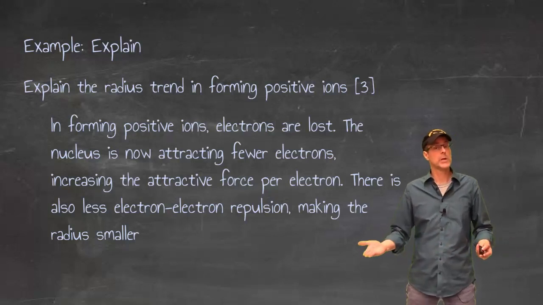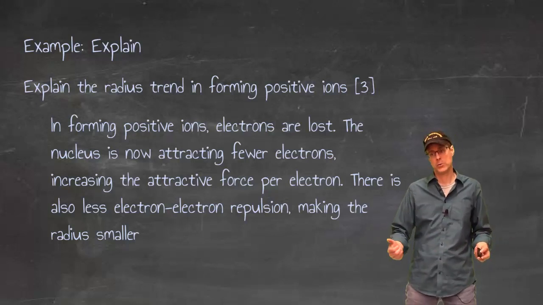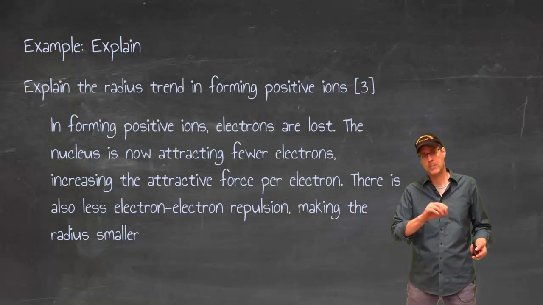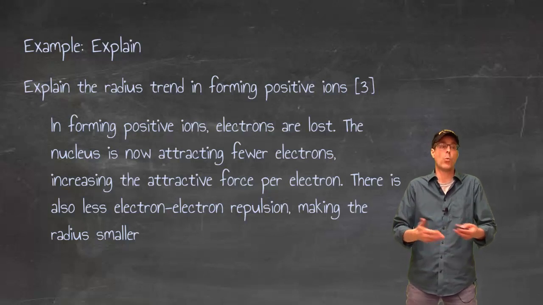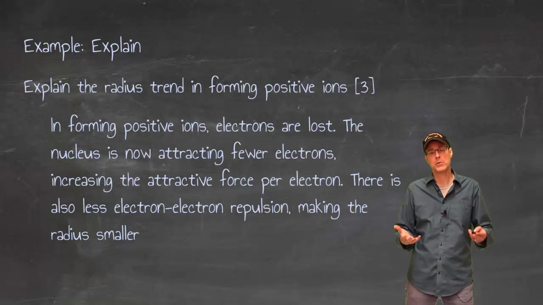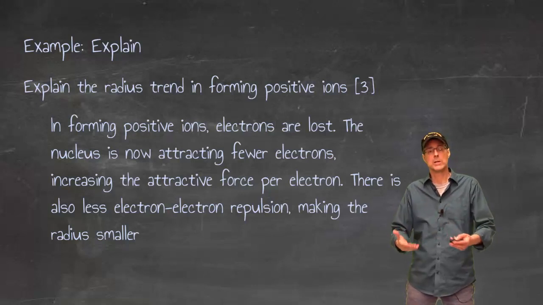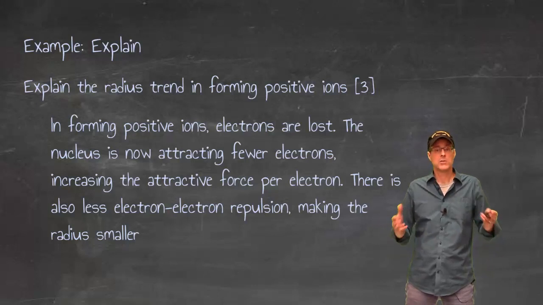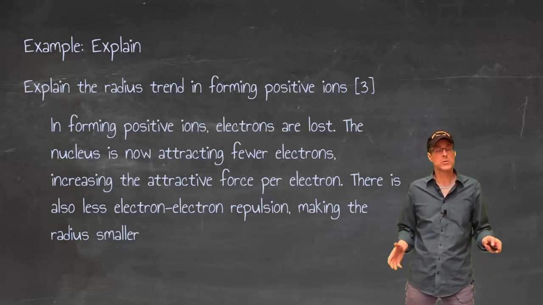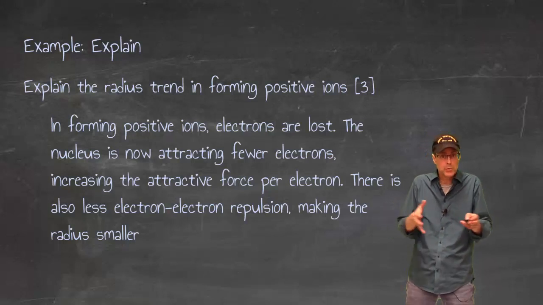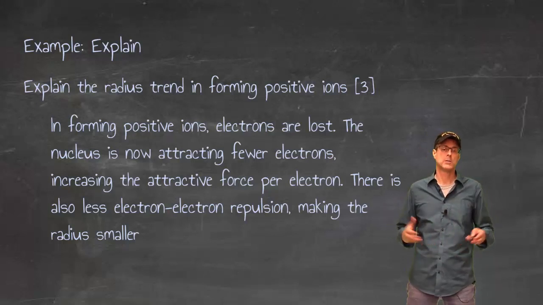It tells me what the trend is, but doesn't tell me why. And you certainly would not say, well, the trend is left to right, top to bottom, because that's not the reason why. That's just saying what the pattern is. But in this case, the reason that the radius changes size and gets smaller is because now you've lost electrons, so there's fewer electron-electron repulsions and stronger nucleus to electron attractions. So the nucleus pulls the outer electrons in.